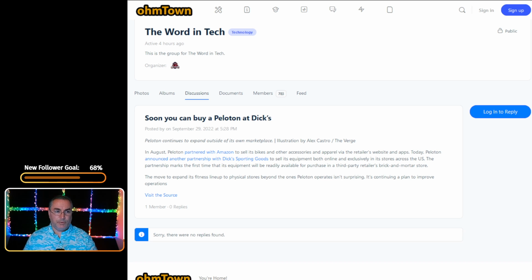It promotes engagement and it makes things fun for those who are competitive. Others can just take part but not really engage at that level. But it says here, in August, Peloton partnered with Amazon to sell its bikes and other accessories and apparel via the retailer's website and apps. Today, Peloton announced another partnership with Dick's Sporting Goods to sell its equipment both online and exclusively, whatever that means. I mean, if it's selling exclusively in stores across the U.S., that doesn't really amount to much.